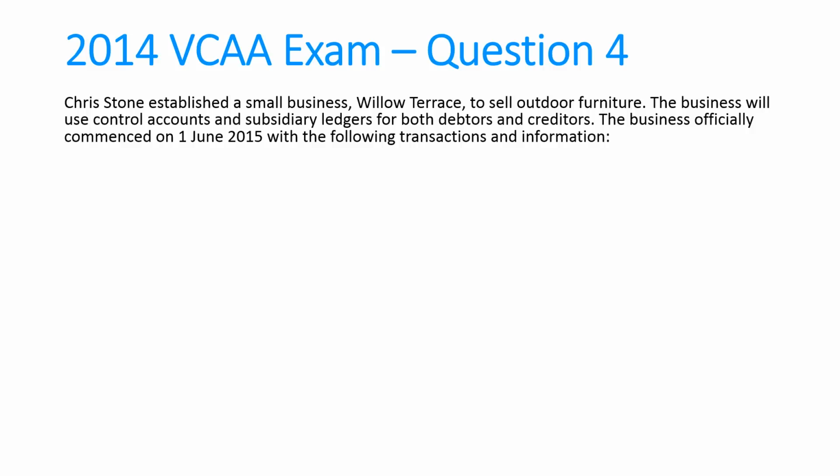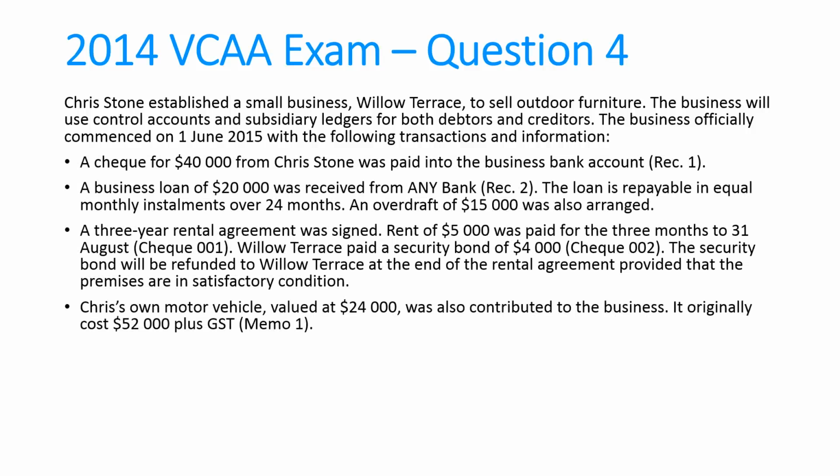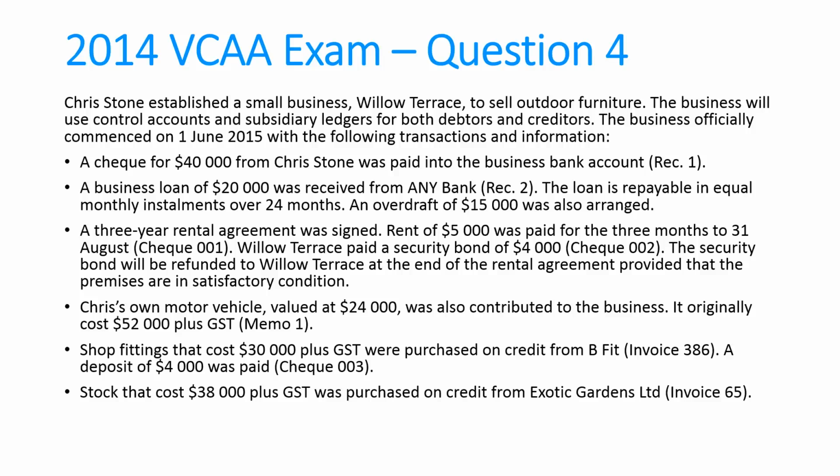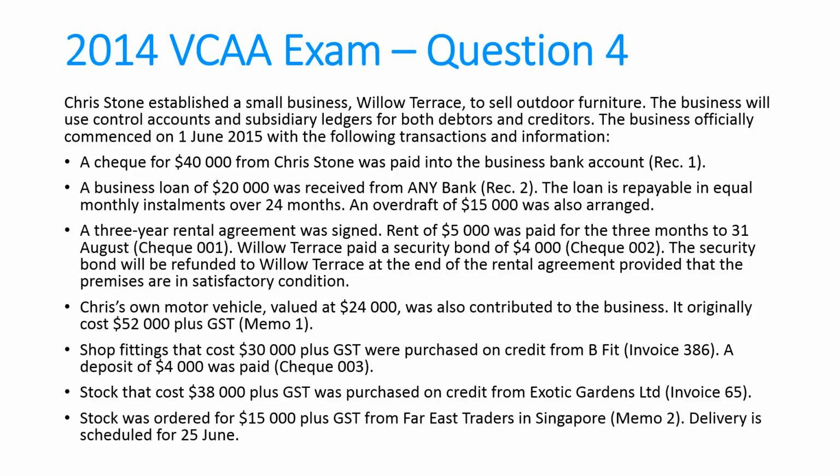What you were told was Chris Stone established a small business, Willow Terrace, to sell outdoor furniture. He'll use control accounts and subsidiary ledgers for debtors and creditors. The business officially commenced on the 1st of June with the following transactions, and there was a whole bunch of info. What you were asked to do was just do a balance sheet. Normally you'd be quite confident with that. The problem here was it just didn't look like anything we'd done before. There were no journals, there were no ledgers to post.